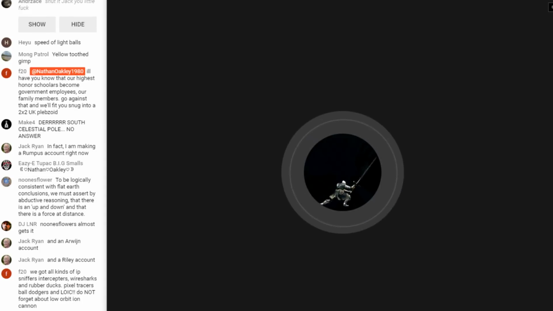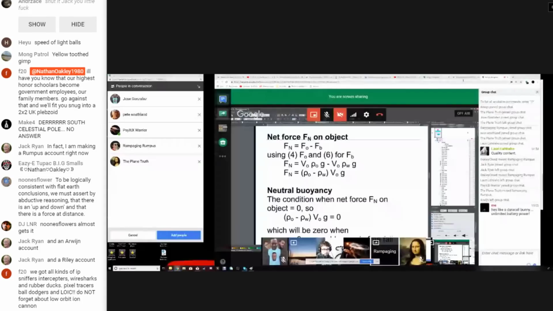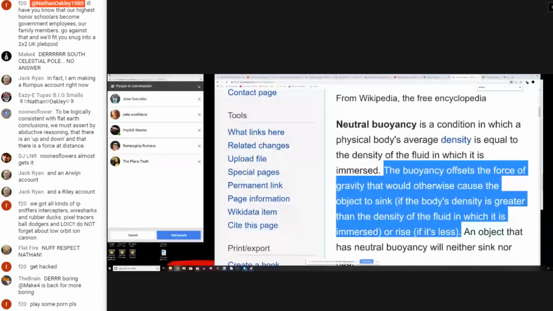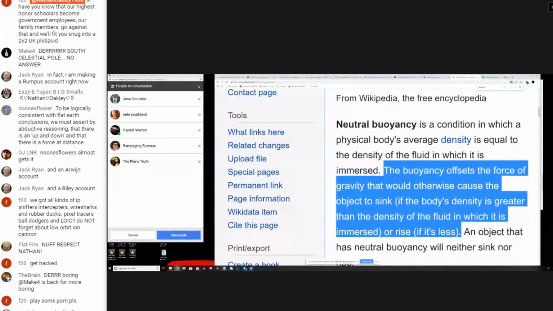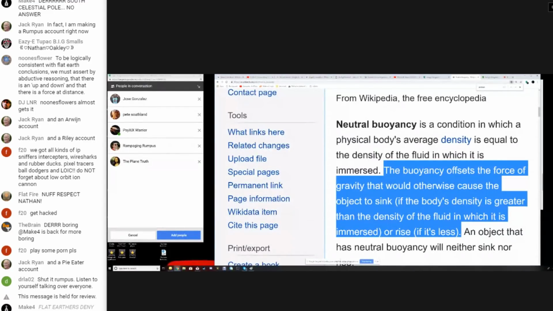No, it's not. Look, like that bit of the sentence. I'll put it on screen right now. This is what we should have been doing in the Hangout. Look, it says the buoyancy offsets the force of gravity. Yes, not the neutral buoyancy. The buoyancy. I'm not on about when it's buoyant. I'm on about when it's neutrally buoyant.